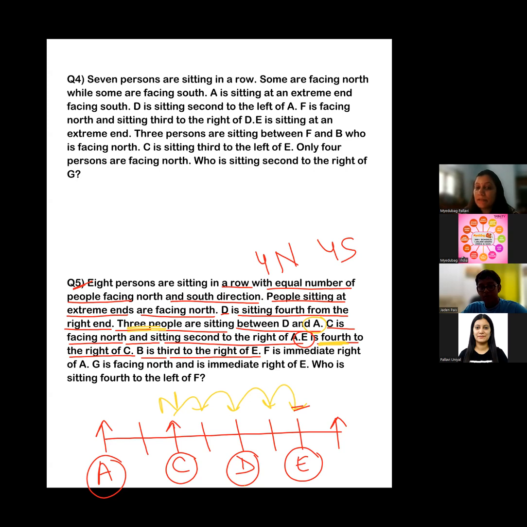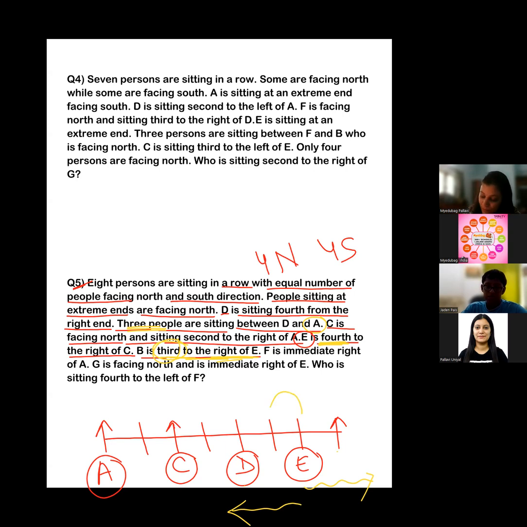B is third to the right of E. Now again we do not know the direction of E, but it is given that B is third to the right of E. So there is only one possible way where we can place B, isn't it? Because towards the right of E there is no vacant place, only one place is there, right? And they are saying B should be third to the right of E. That means 3 places away we have to place B. So where will it be? There is only one possible place towards the left, isn't it?